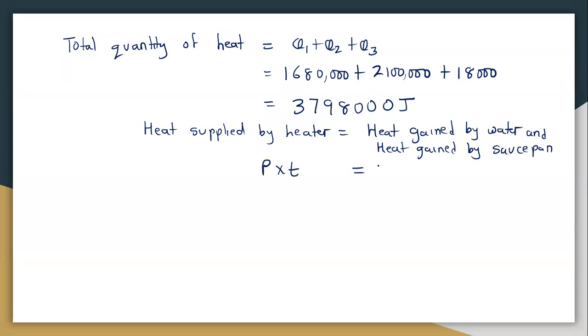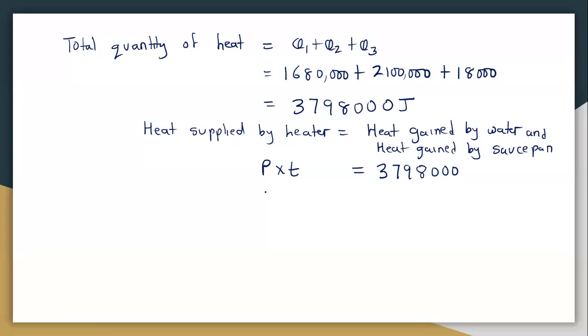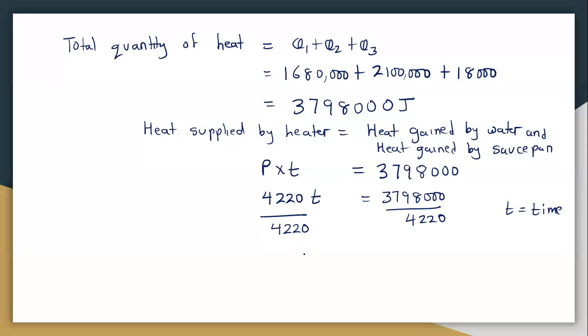So here is our total heat, which we obtained as 3798000. Then our power, remember from earlier, was 4220 that was being supplied by the heater. So here we shall have 4220 times time equal to 3798000. Here I will say t is equal to time. In order for us to find it, we shall divide by 4220. So our time, when you press your calculator, you'll end up with 900 seconds.